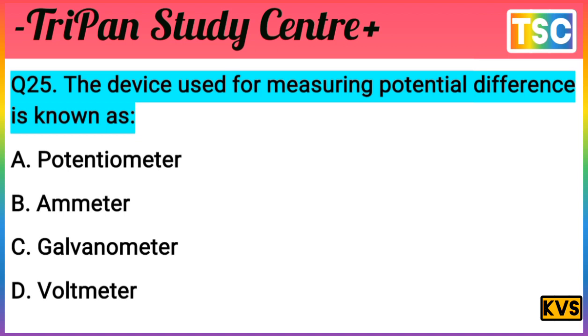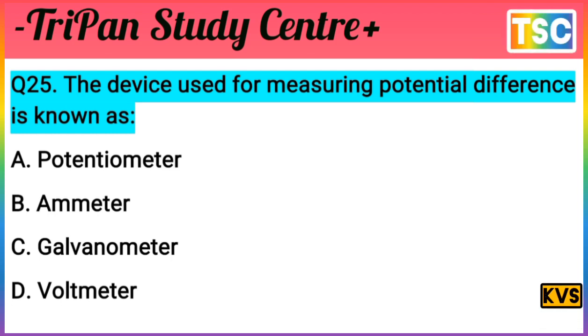Let's see the next question. The device used for measuring potential difference is known as: A, potentiometer; B, ammeter; C, globometer; D, voltmeter. The question is clear and most important for the exam. But first of all, write the correct answer in your notebook.